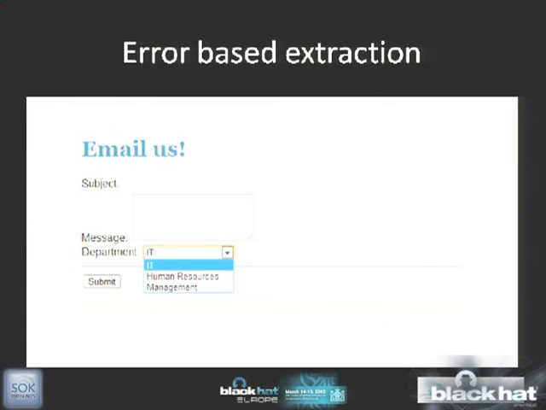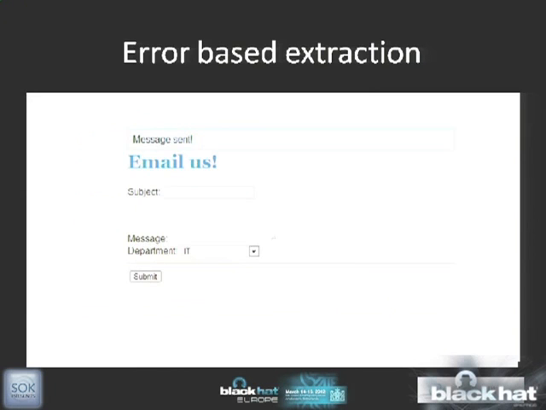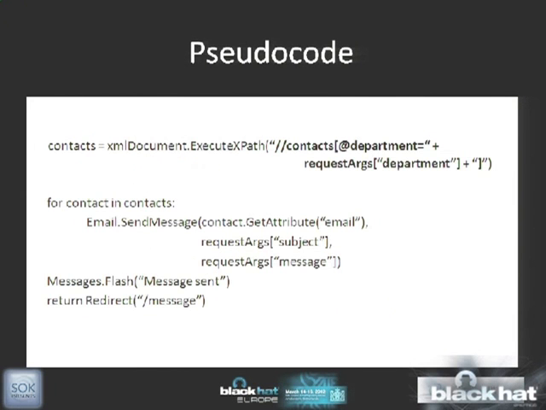So if you select a department, put in a message and a subject, then it says email sent. The code which runs in the background is for the department you've selected. It runs an XPath query and it returns a bunch of email addresses for that department, and then it sends out an email to that department. So it will either send out an email or it will not send out an email.